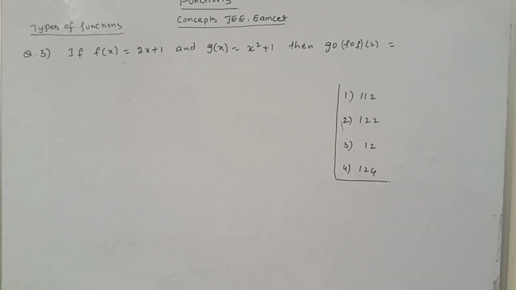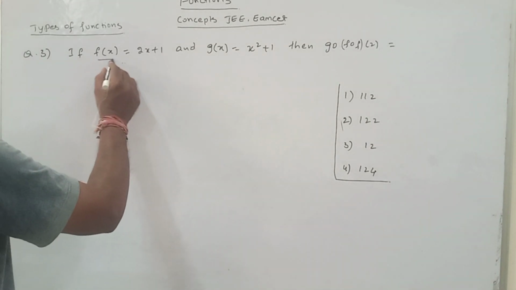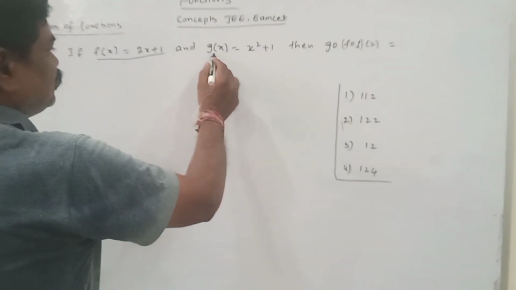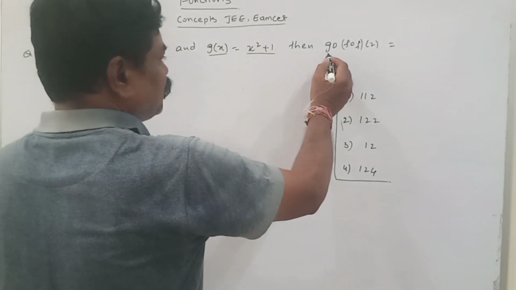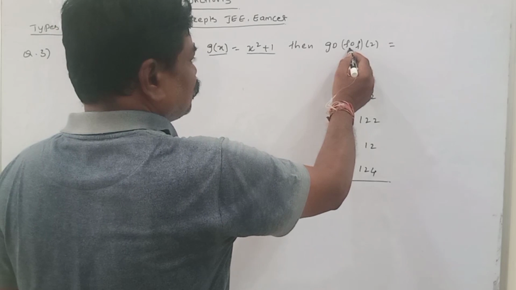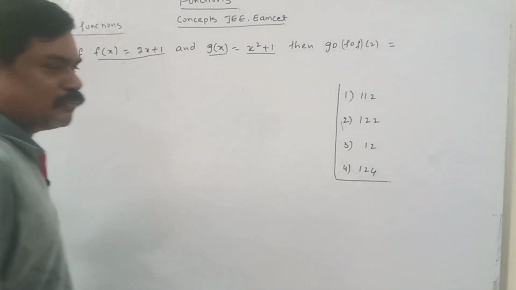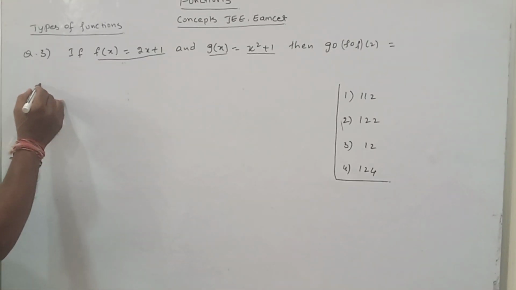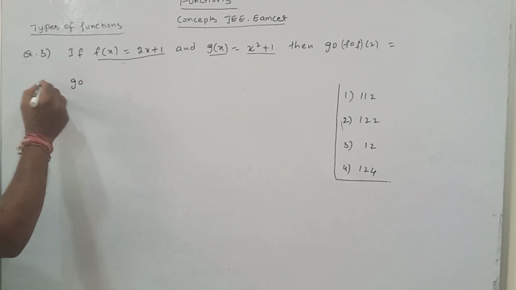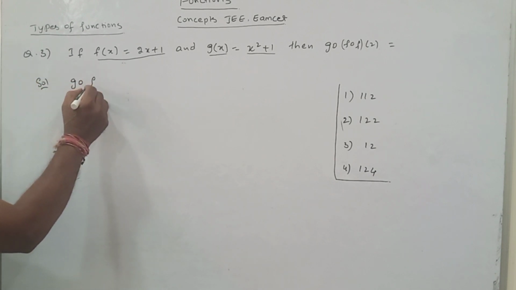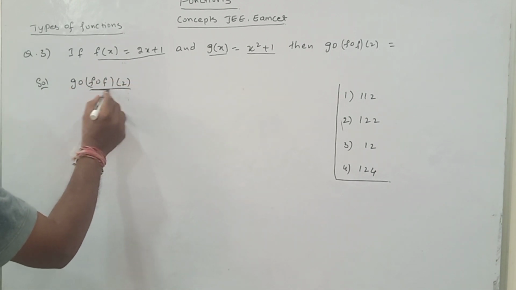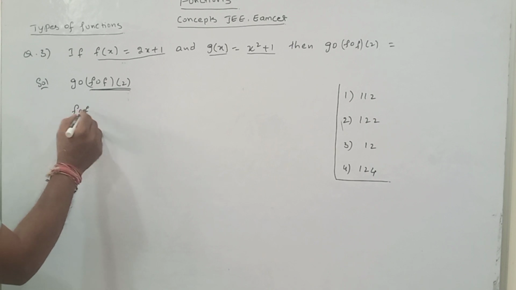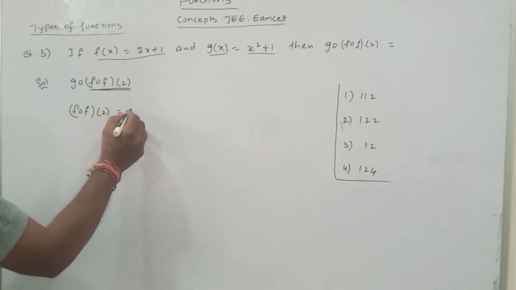Here we have one more problem on functions. If f of x is equal to 2x plus 1, and g of x is equal to x square plus 1, we have to find g circle f circle f of 2. Here, first you have to find f circle f of 2.